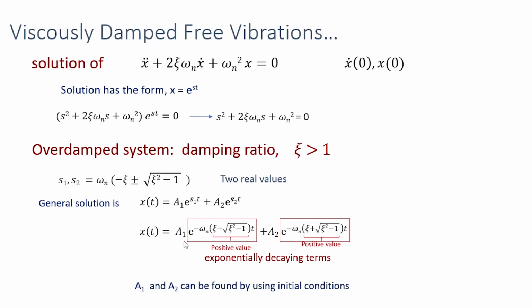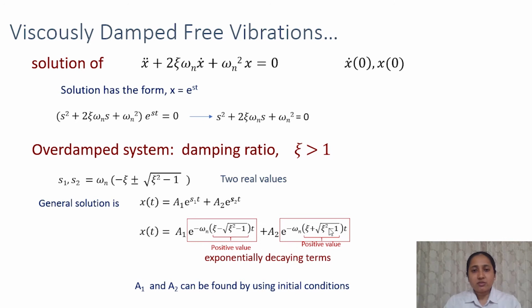And as we have discussed earlier, the constants in this differential equation solution can be calculated using our initial conditions. We have done this in the undamped free vibration example. So here also we can substitute the value of initial conditions and solve for A1 and A2. So that will complete our solution.